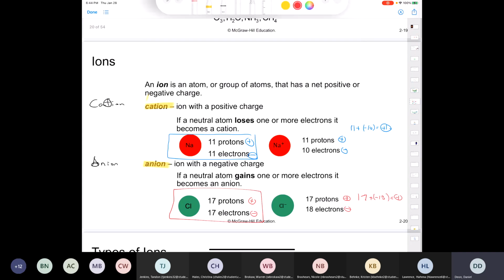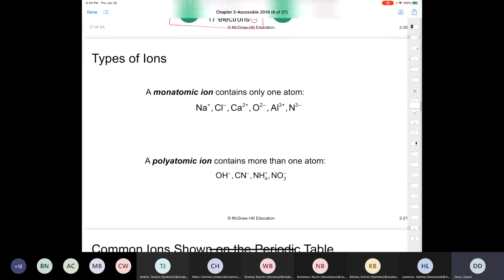All right, there we go. So a cation and an anion. All right, types of ions. I can have either a monatomic ion, which contains only one type of atom, or I can have a polyatomic ion, which contains more than one type of atom.